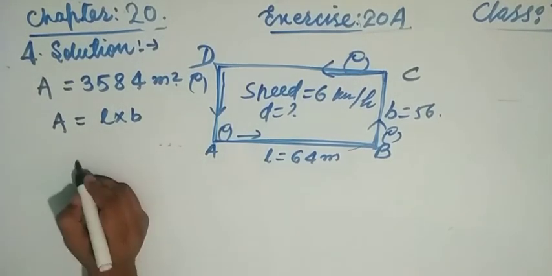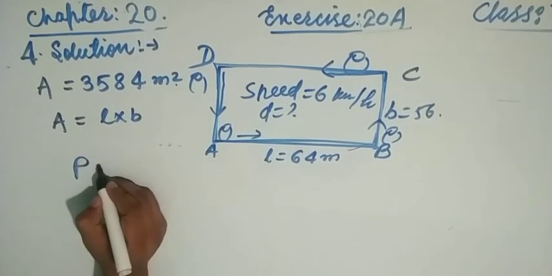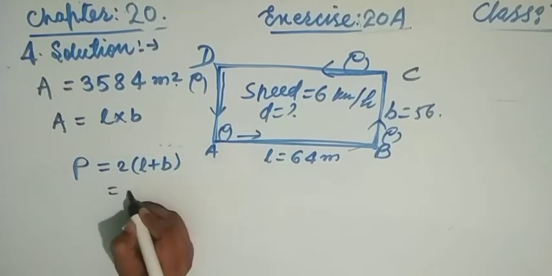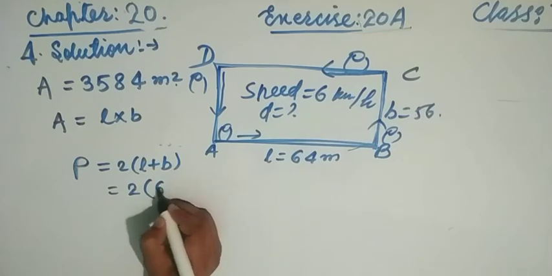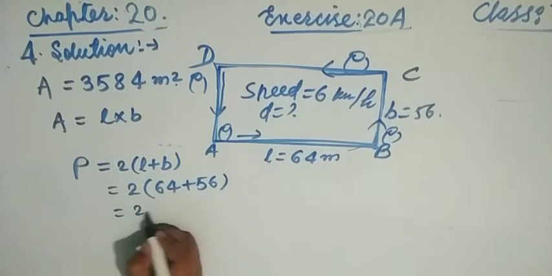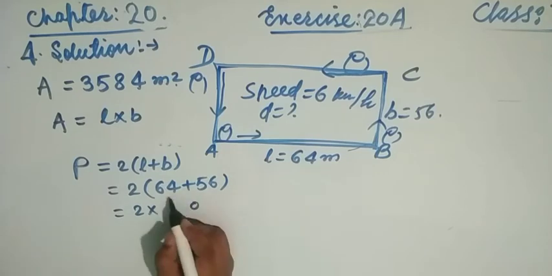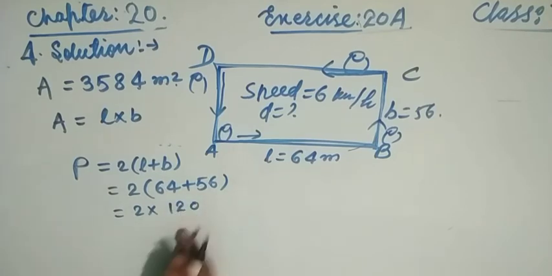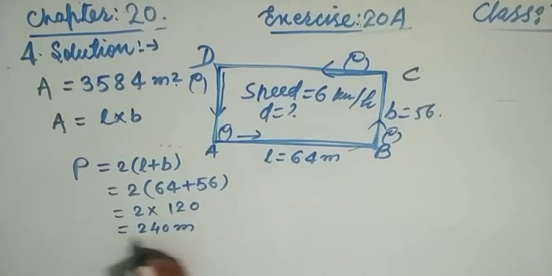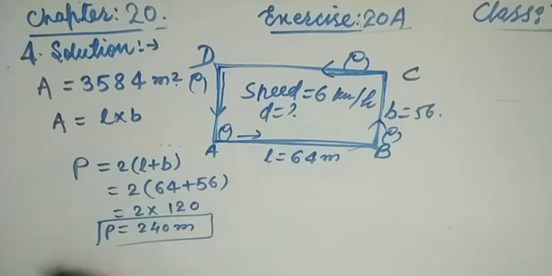Now perimeter, friends, perimeter of this is 2 into L plus B. Okay, so 2 is 2, L is given, friends, 64 and B is 56. Now friends, to add the values, multiply, friends, this meter. So the perimeter is 224.